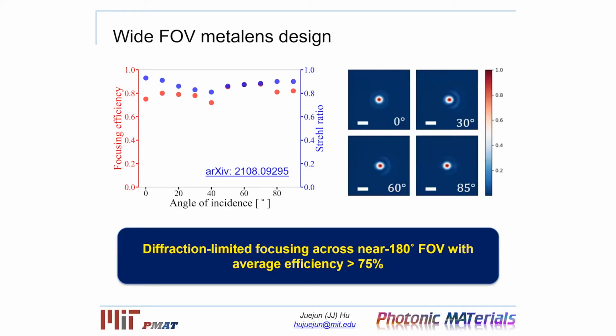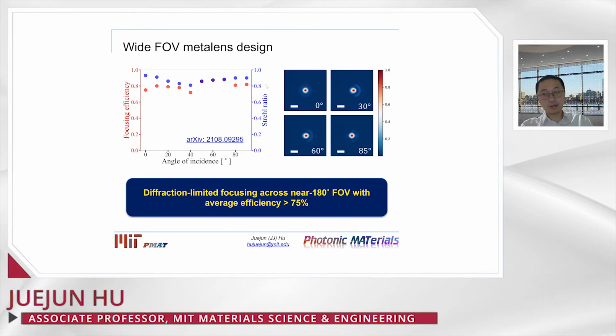Now, based on this new theoretical insight, we then proceed to design a wide field of view metasurface lens. So the performance of the lens is illustrated in this graph here. Across close to the entire 180-degree field of view, we see the lens maintains a high focusing efficiency of about 75%, and it also maintains high focusing quality, which is characterized by this parameter called the Strehl ratio here. And a Strehl ratio of about 0.8 is usually considered as the diffraction limit. So in this design here, we see the lens consistently maintains diffraction limit performance across the entire 180-degree field of view. And this is clearly illustrated also in the focal spot profiles I'm showing on the right side here.